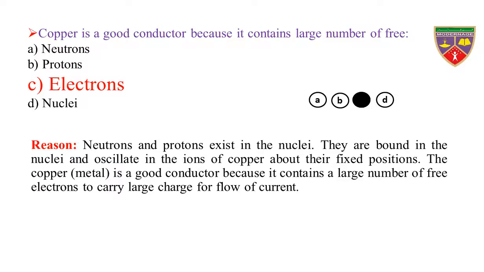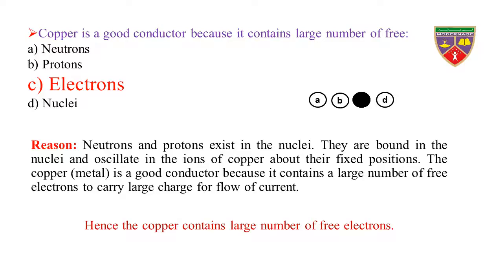Reason: neutrons and protons exist in the nuclei. They are bound in the nuclei and oscillate in the ions of copper about their fixed position. The copper metal is a good conductor because it contains a large number of free electrons to carry large charge for flow of current. Hence, the copper contains a large number of free electrons.